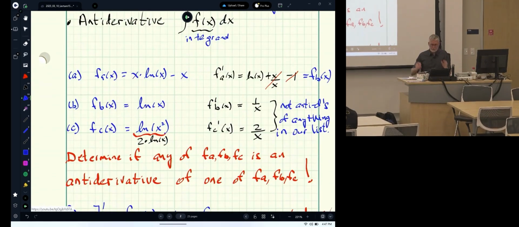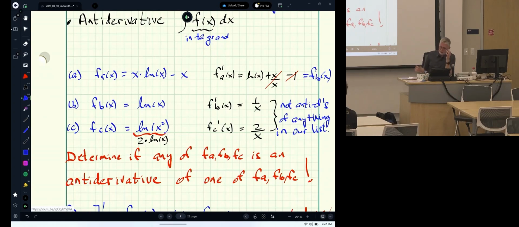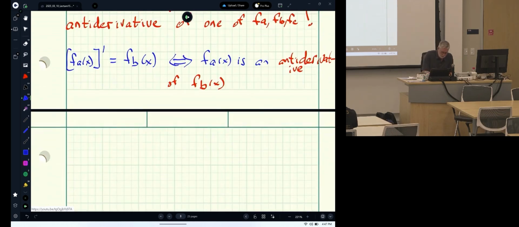Okay, so the bottom line, if somebody proposes an antiderivative to you, you have a very simple test. Differentiate it. Does it equal the function it's supposed to be the antiderivative of? You're done. Okay, so to test, wrong consonant.